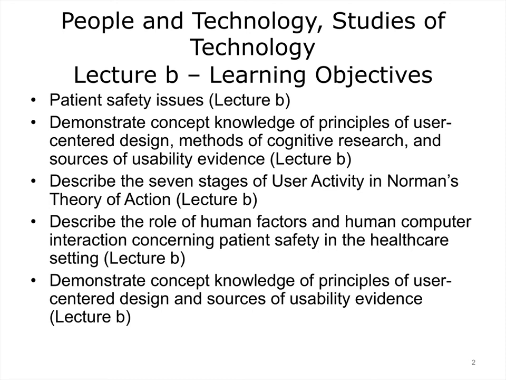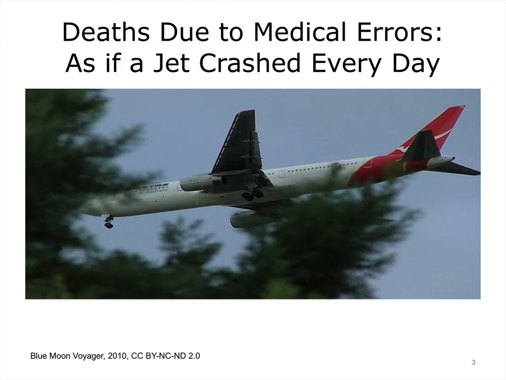Describe patient safety issues, particularly in relation to health technologies. Demonstrate concept knowledge of principles of user-centered design, methods of cognitive research, and sources of usability evidence. Describe the 7 stages of user activity in Norman's theory of action. Describe the role of human factors in human-computer interaction concerning patient safety in the healthcare setting. Demonstrate concept knowledge of principles of user-centered design and sources of usability evidence.